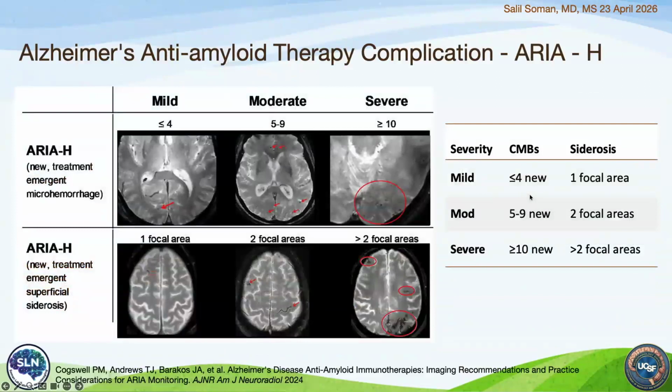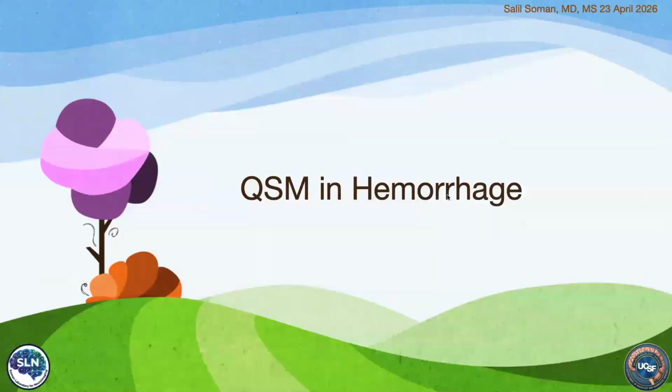And then the applications I was talking about for anti-amyloid therapy, right? So this is the criteria for deciding on the follow-ups after somebody's been started on anti-amyloid therapy, if they have new areas of microbleeds or siderosis. How you decide, mild, moderate, or severe, means whether or not you're going to continue the therapy, hold the therapy, or keep going.